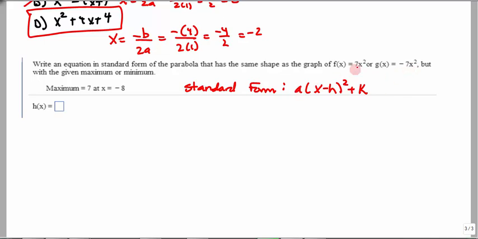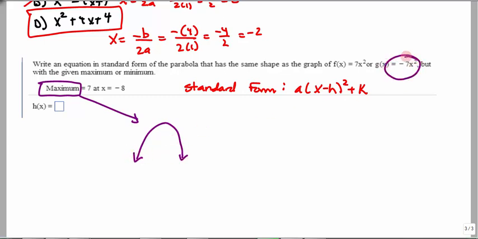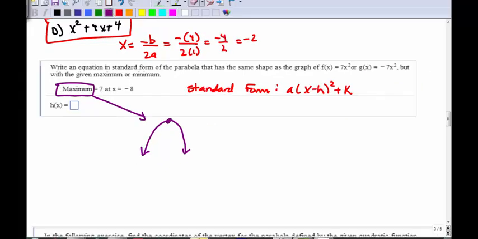I'm guessing this a is going to be 7 or negative 7. But look, they tell you the maximum. So if I know I have a maximum, that must be a parabola that's opening down. So that tells me I'll use the negative 7. Now this maximum point will be right here. Now if we want to figure out what the x and y values are for this maximum point, you need to remember the y value will be the maximum, and it already tells us the x value is negative 8 here. So this is the ordered pair, negative 8 for my x value and 7 for my y value. So this is the vertex.